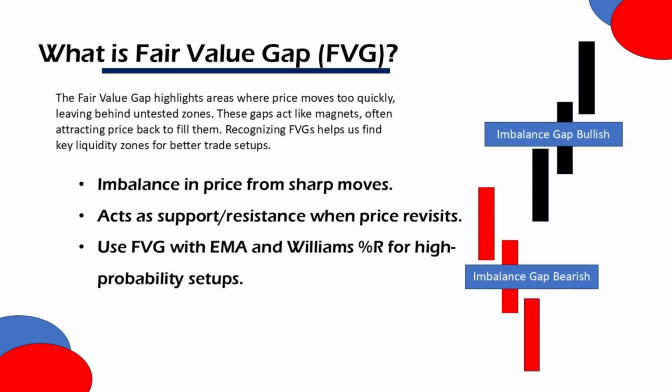In simple terms, an FVG is a region where price has moved sharply, leaving a gap between two price levels. This often happens during periods of high volatility or news events, where price quickly shifts and leaves behind a void.